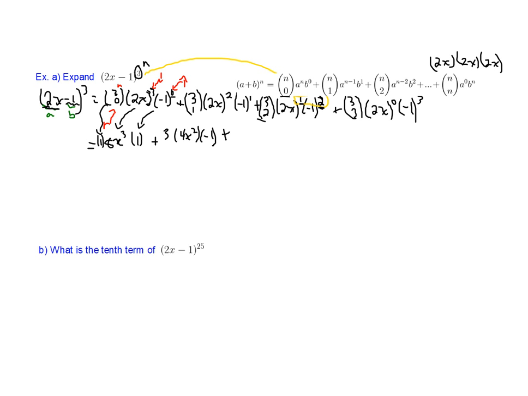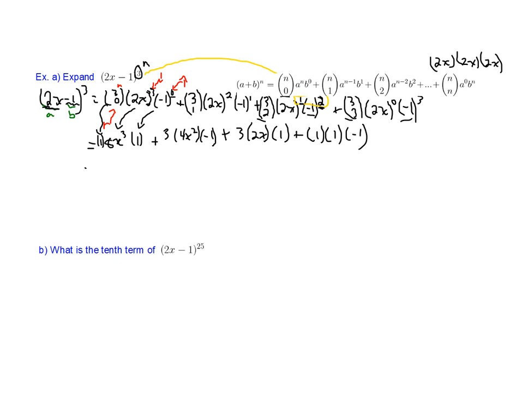Next up, 3 choose 2. That's just equal to 3. 2x to the 1 is 2x. And finally, negative 1 squared. That's the same as positive 1. And lastly, over here, 3 choose 3 is 1. 2x to the 0, also 1. And negative 1 to the 3 is going to be a negative 1.